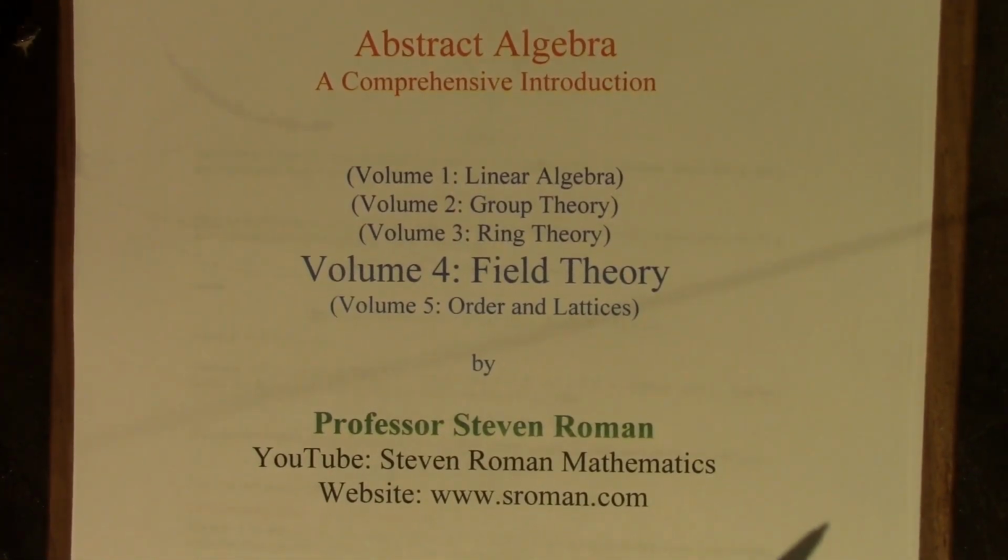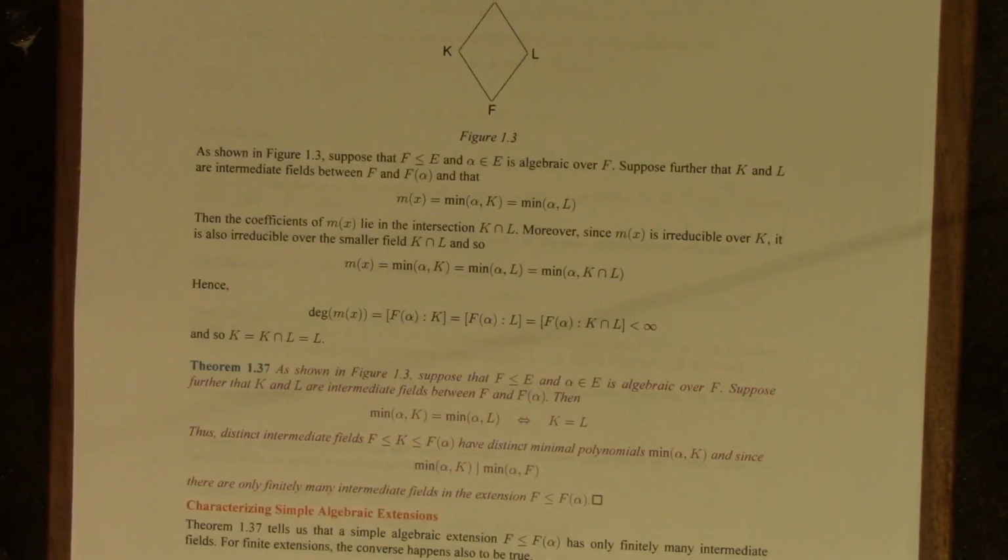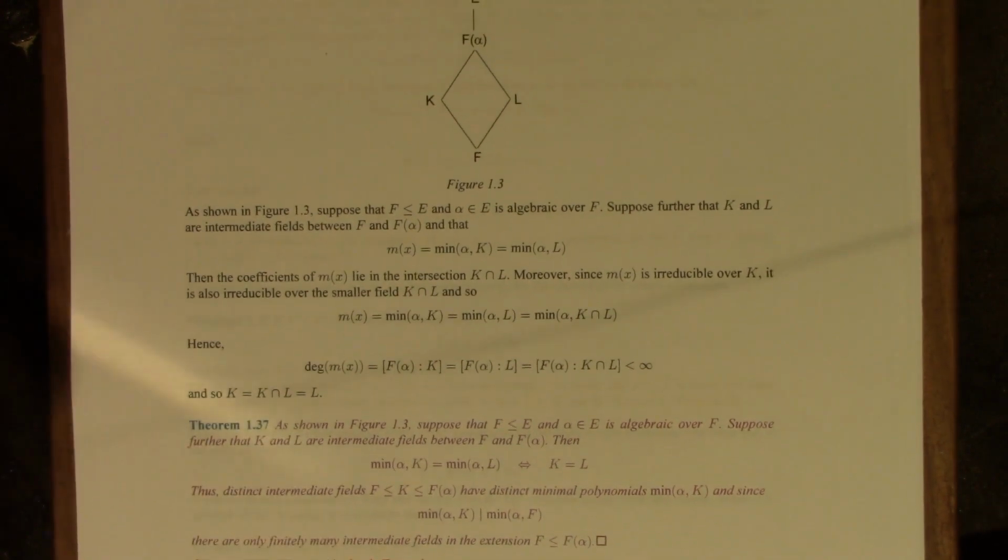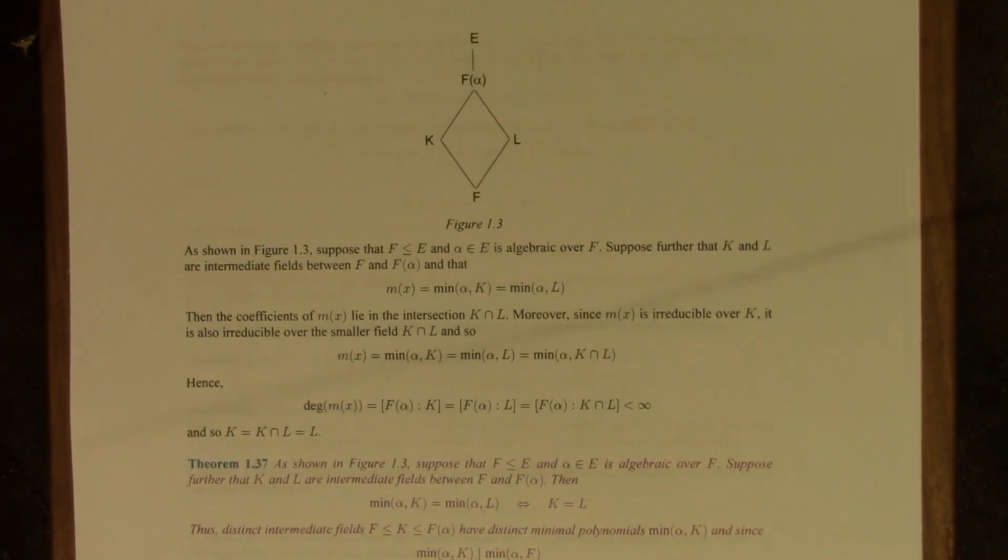Let's continue the field theory lectures. We've been talking about simple algebraic extensions, and the multiplicativity of degree does lead to an interesting fact about minimal polynomials and intermediate fields. So let's talk about that.